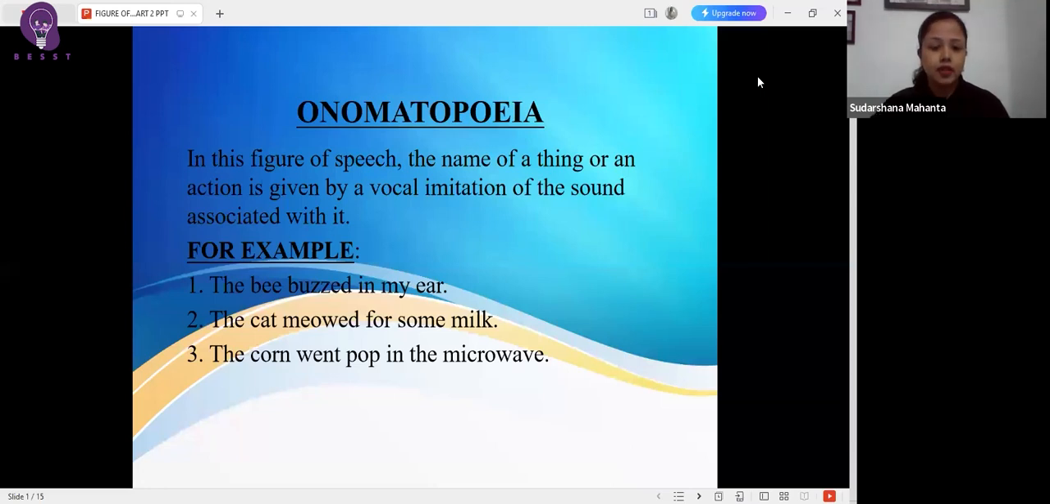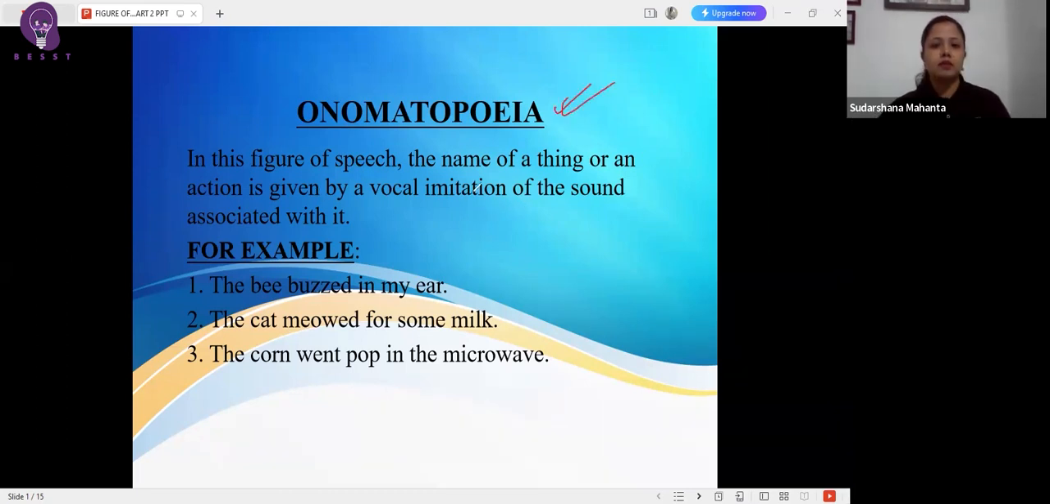So today, the first topic is onomatopoeia. Onomatopoeia. Have you heard about onomatopoeia? It's very easy and very beautiful. This is one figure of speech, as is already mentioned in the definition. What is it? In this figure of speech, the name of a thing or an action is given by a vocal imitation of the sound associated with it. So here, the figure of speech is onomatopoeia.